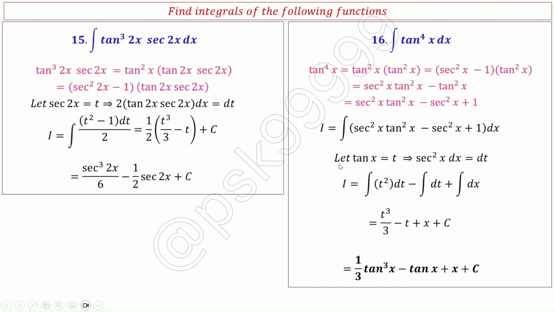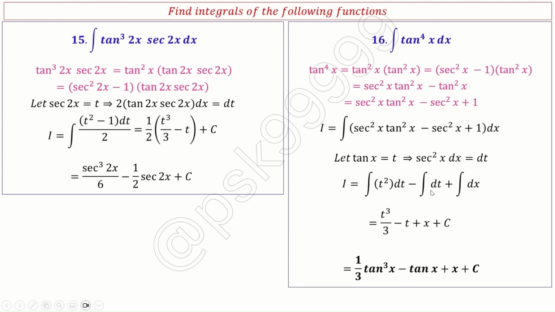Now I will use the substitution method. This is my final integration. So I take tan x as t, then secant square x dx is dt. So first part I am left with integration of t square dt, minus secant square x, which is nothing but t. So this is integration of t dt actually.